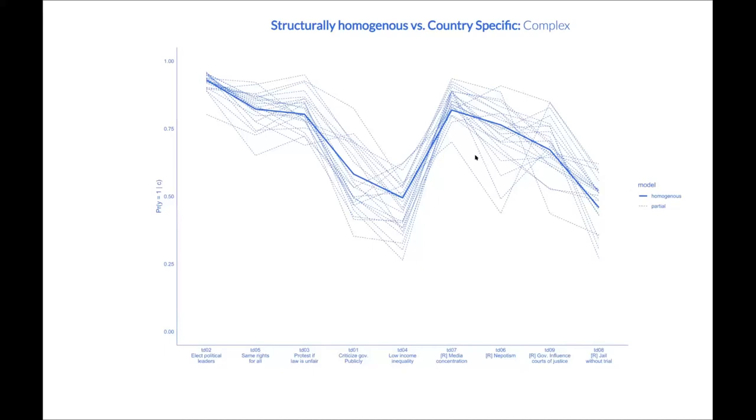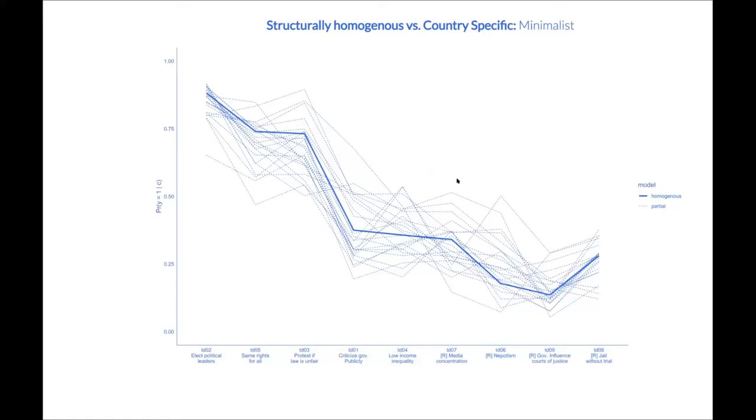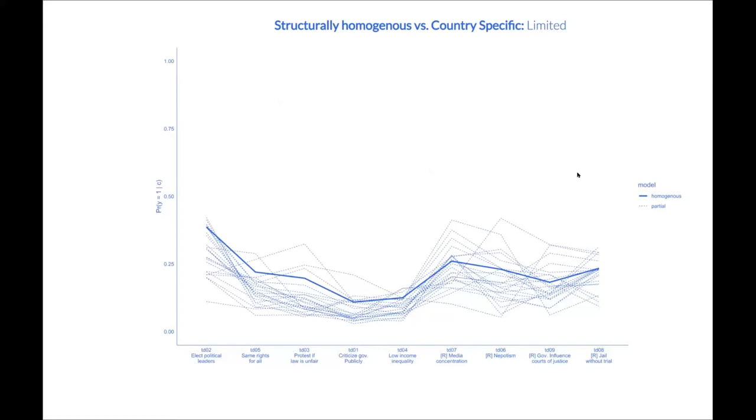So the issue is that once we generate the latent classes to make inferences, we cannot say the same thing for country A and country B. And the same thing happens with the latent class, the minimalists. The minimalists are the students that, when asked what are the ideal features of democracy, the majority of them would support that electing political leaders and supporting same rights for all are the main features, whereas for the rest of the features, this kind of student wouldn't present a high endorsement. And finally, the limited students tend not to endorse any of these ideal features of a democratic system.